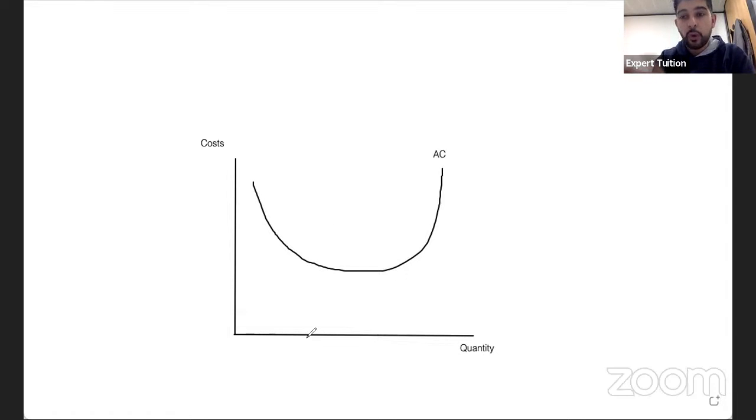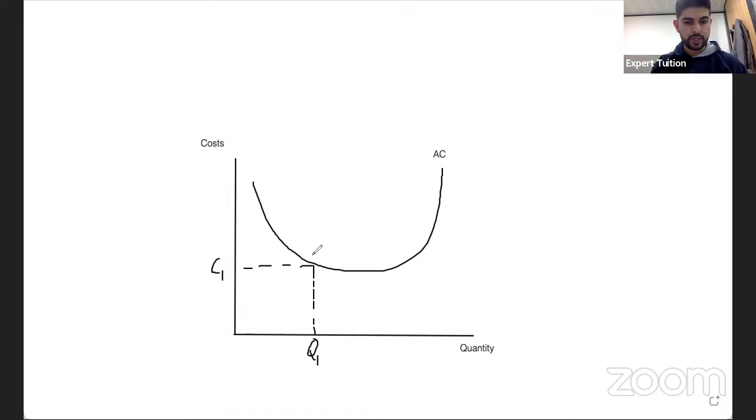Choose any quantity you want. So let's say this is the quantity here. If this is the quantity they're producing, so this is Q1, their average cost should be this. It should be where it hits the AC curve. That's what their average cost should be.